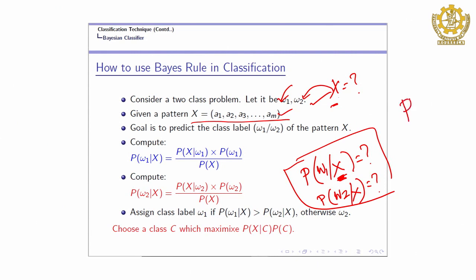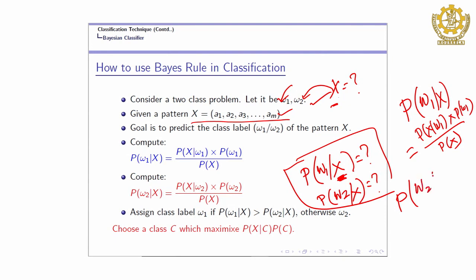We will compute the probability of W1 given the value of x. This is probability of x given W1 into probability of W1, divided by probability of x. This is directly from the Bayes rule. Then we will compute again the probability of W2 given x, which will be probability of x given W2 into probability of W2 divided by probability of x.